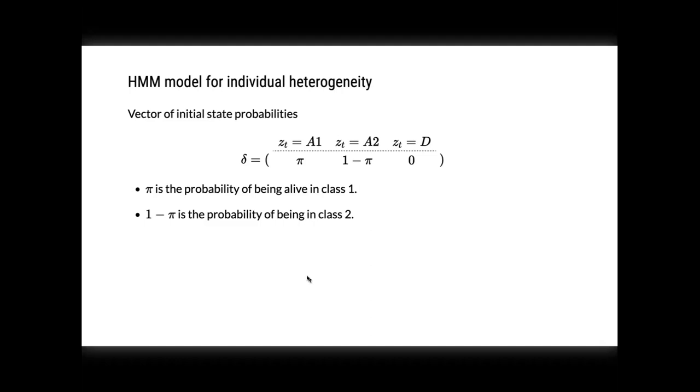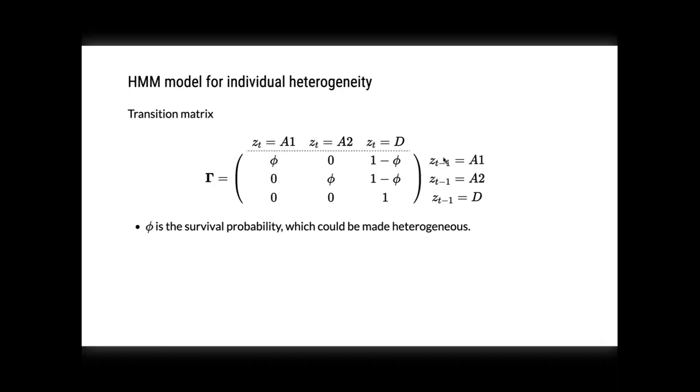The transition matrix. So you have your states in rows and in columns: alive in class one, alive in class two, or dead. At time t minus one, and then alive at t in class one, alive at t in class two, and dead. If you're alive in class one at t minus one, you're still alive at time t with probability phi. And we don't distinguish survival for individuals in class two. It's phi as well. We could, but we don't do that here because it's not what we're after. We're after heterogeneity in the detection process.